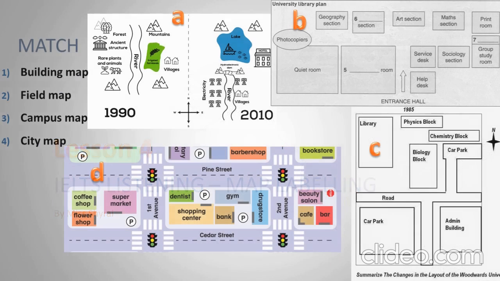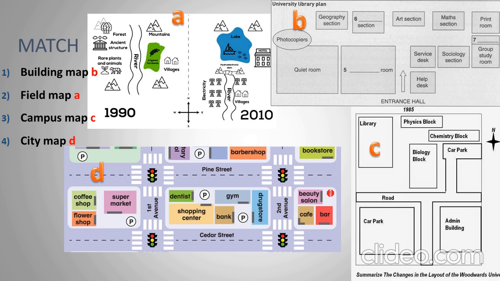So the first slide is going to be about the types of maps. So here we have 4 maps, A, B, C, D. So please pause the video and match with the names of the maps. Okay, so here we have answers.